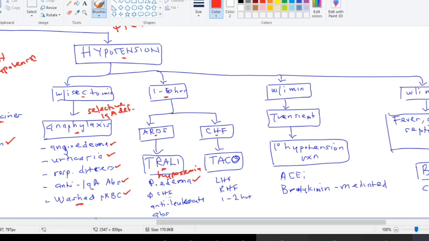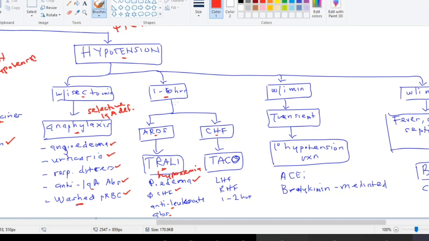Chest X-ray will show pulmonary edema, but this patient has no evidence of CHF. So the heart is fine. No evidence of right heart failure. No evidence of left heart failure. And here it is due to anti-leukocyte antibodies, so antibodies against the white blood cells. They're going to start attacking the white blood cells. There'll be increased lysis of white blood cells within the patient's blood. All those cytokines now go to the lungs and start damaging the lungs. So that's going to be TRALI.